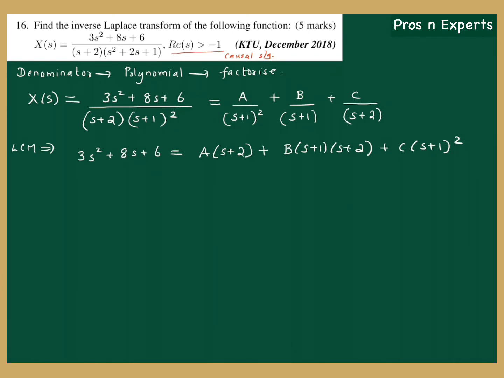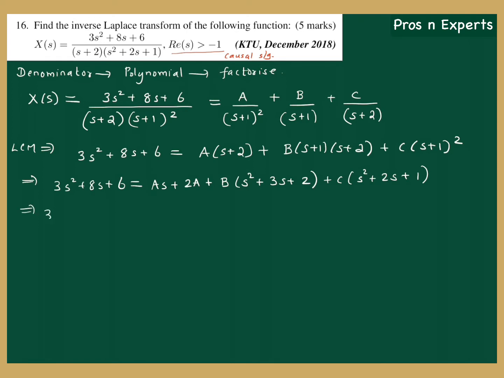Now what we do is expand. 3s square plus 8s plus 6 is equal to a into (s plus 2), plus b into (s square plus 3s plus 2). That's what we get if you expand these two factors, right? Plus c into (s square plus 2s plus 1), that is (s plus 1) the whole square.